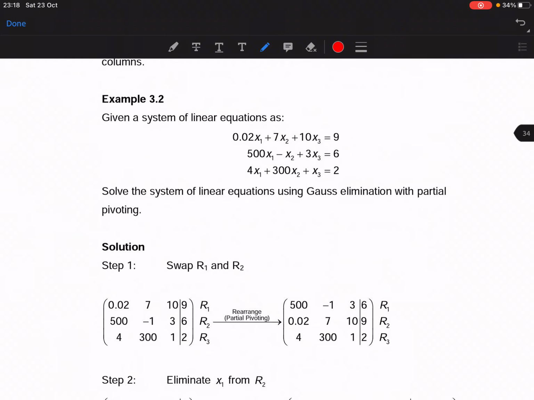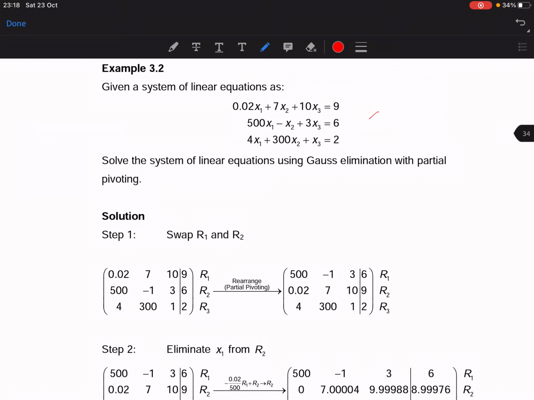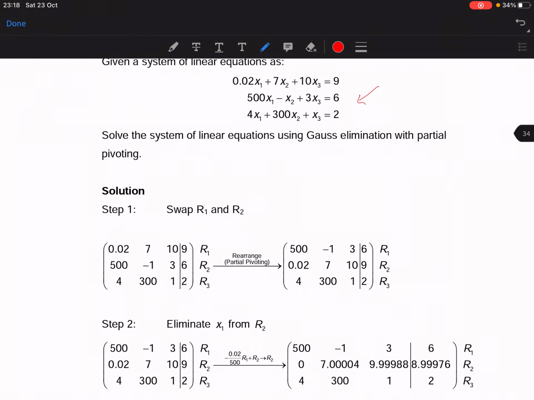For example, let's look at example 3.2 here. We've got a system of linear equations, and if we change it into augmented matrix form, it becomes like this. If you can see here, the diagonal element contains a value of almost zero. So we need to swap the row here, row number 1 with row number 2, so that the diagonal element changes to this row.